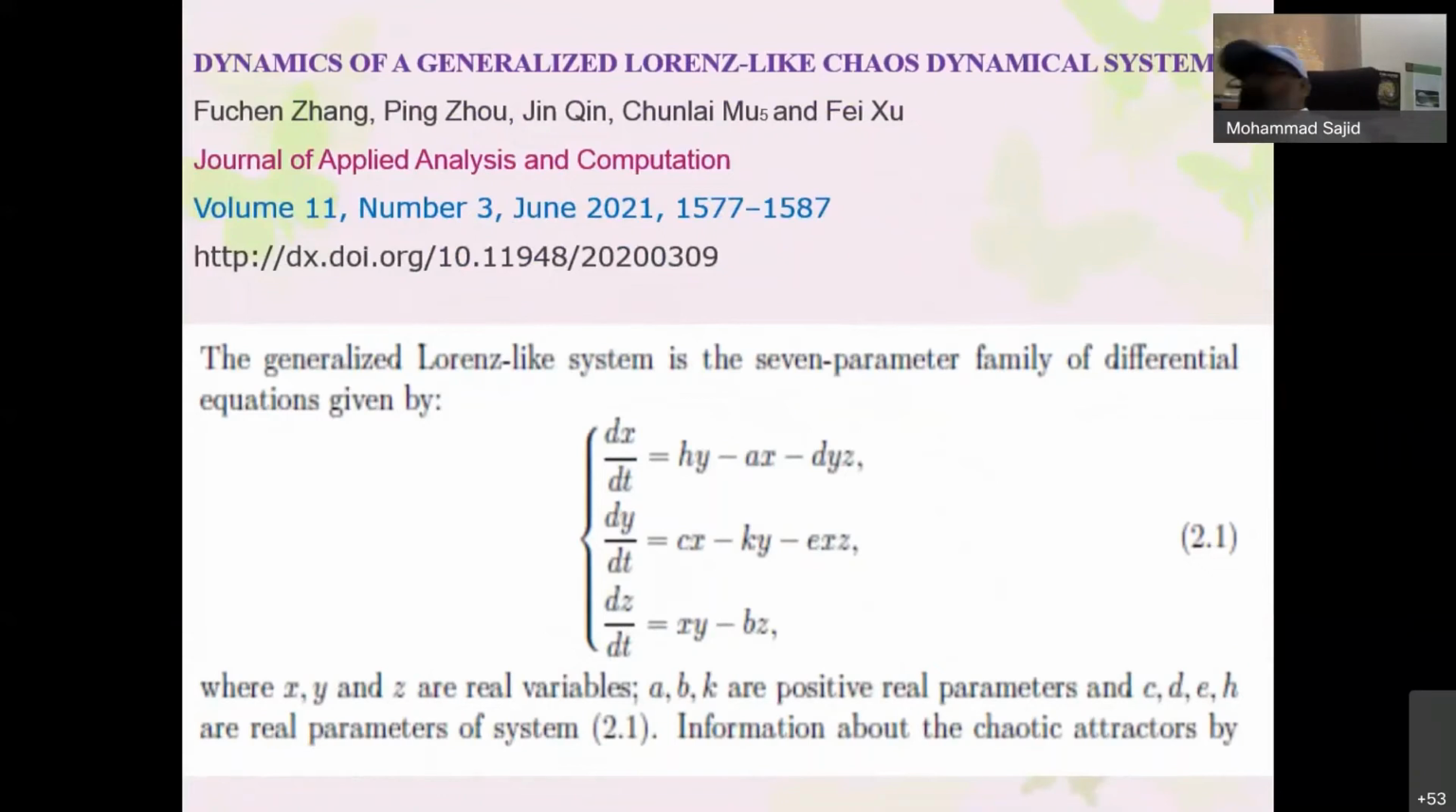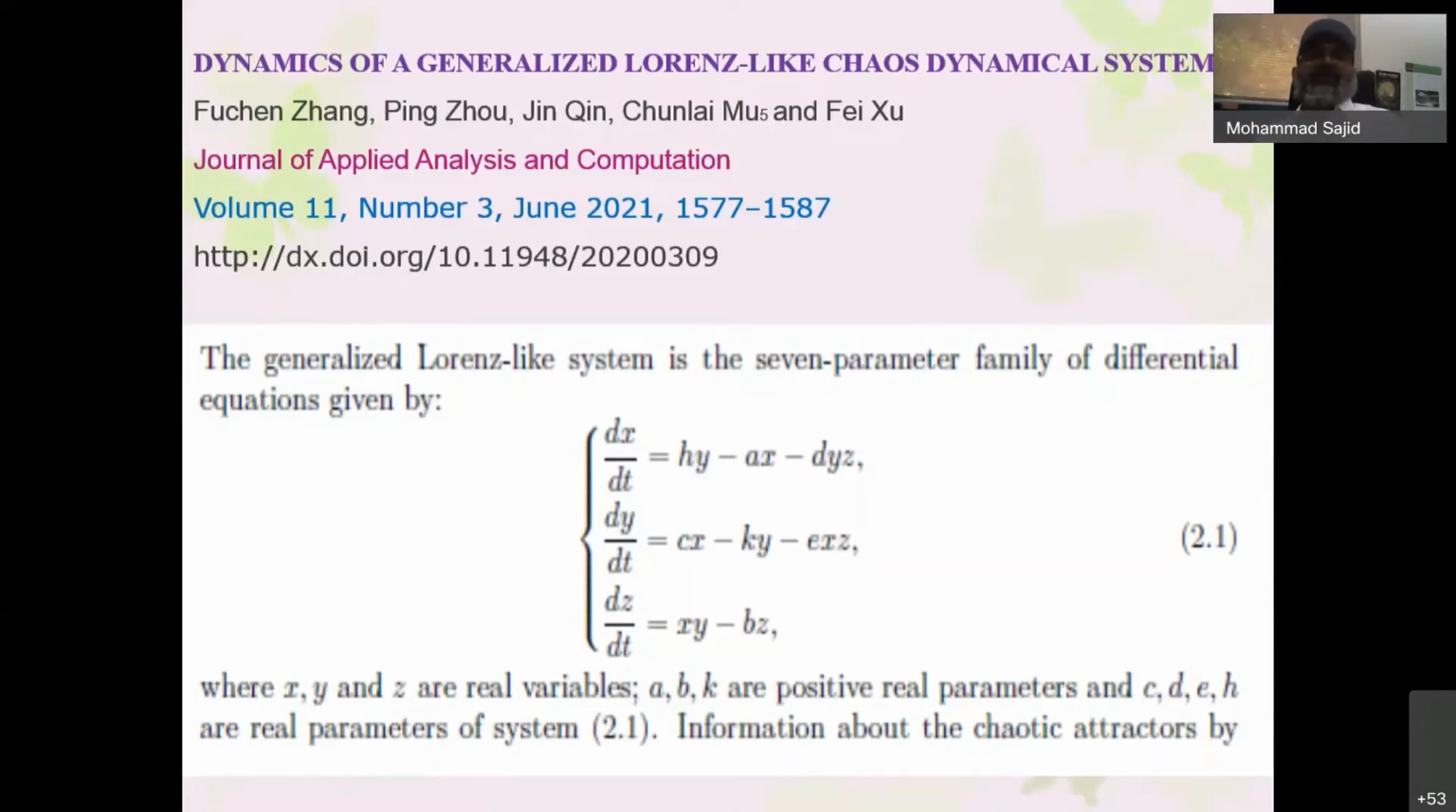Okay, so we go on to some more studies to see both fractals and chaos: the dynamics of a generalized Lorenz-like dynamical system. I have told you about the Lorenz model in the previous slides. It is not the exact Lorenz model, but a Lorenz-like model. Inside that we have chaos, and we will see that here we have good, interesting fractals.